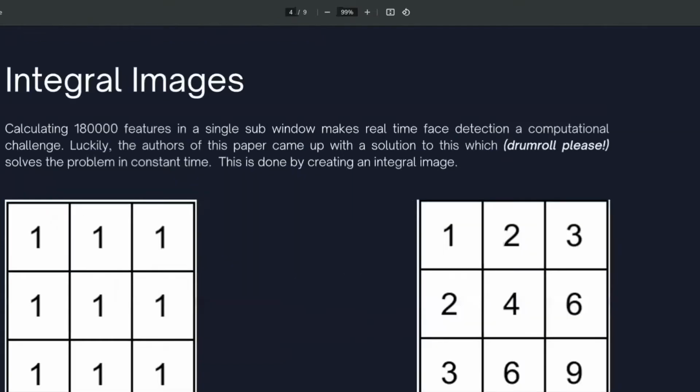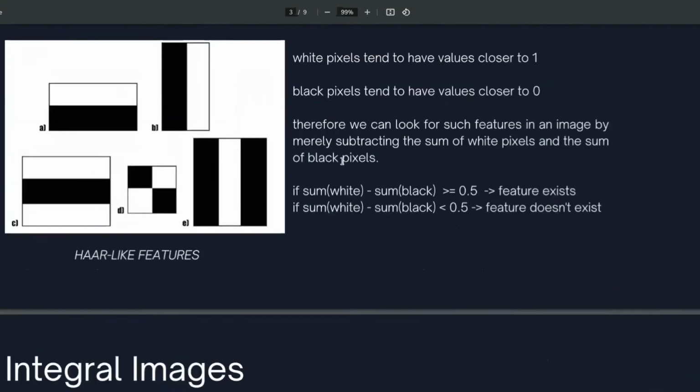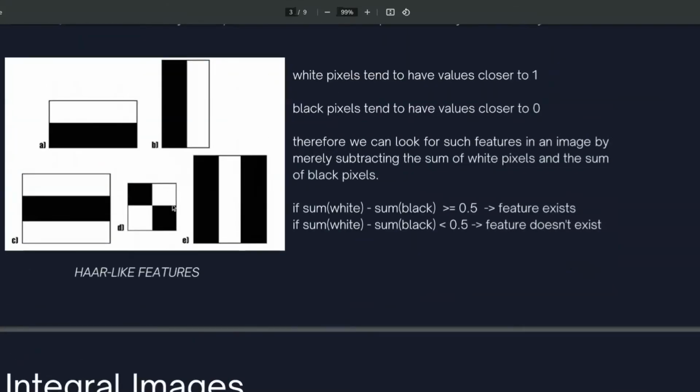Okay, so now 180,000 features is a lot. Hence, the authors of this paper came up with a very intelligent trick to calculate the sum of pixels in a given pixel matrix. As we've seen earlier, our objective is to find the difference in the sums of pixel matrices. So what I'm talking about here is, how do we know that this feature exists?